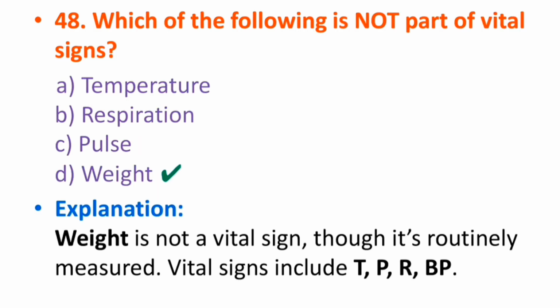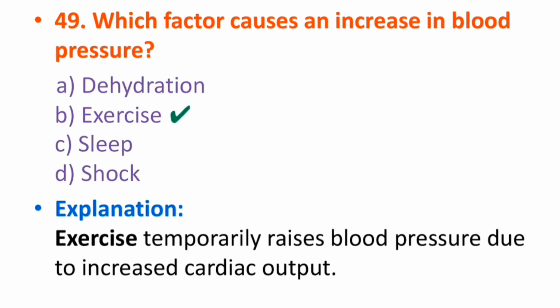Which of the following is not part of vital signs? Option A, temperature; option B, respiration; option C, pulse; option D, weight. The correct answer is option D. Weight is not a vital sign, though it is routinely measured. Vital signs include temperature, pulse, respiration, and blood pressure. Weight is not a vital sign.